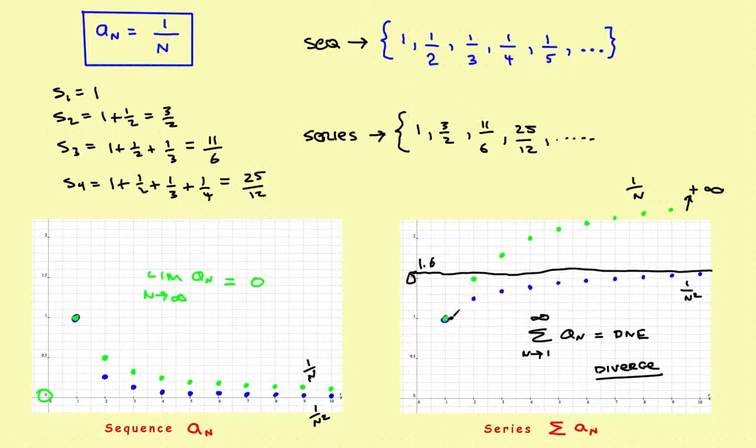In other words, you go from here and you're going to increase by this much. In the next term, you only increase by this much. The next term, you only increase by this much. The next term, you only increase by this much. So each one of these little increases is getting smaller.